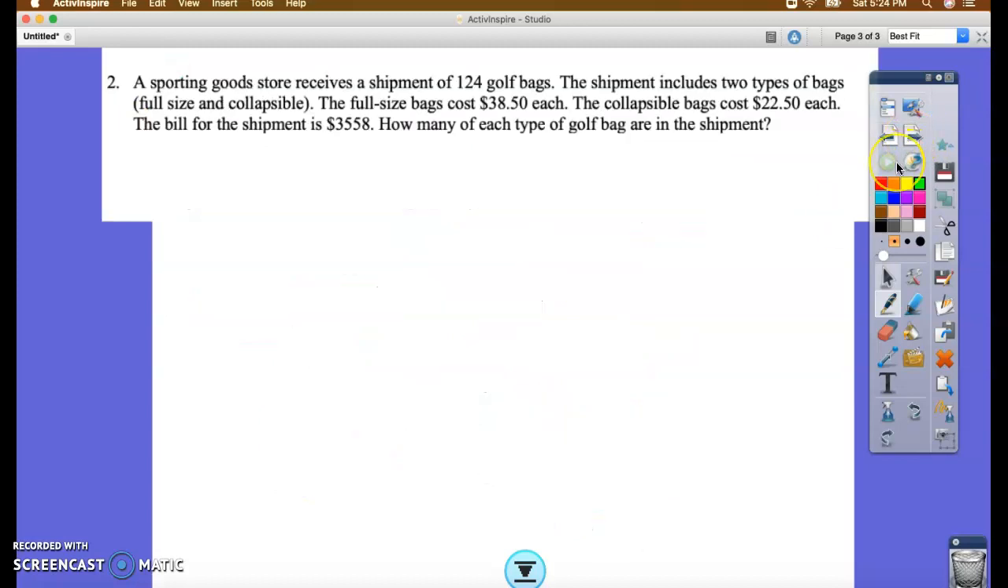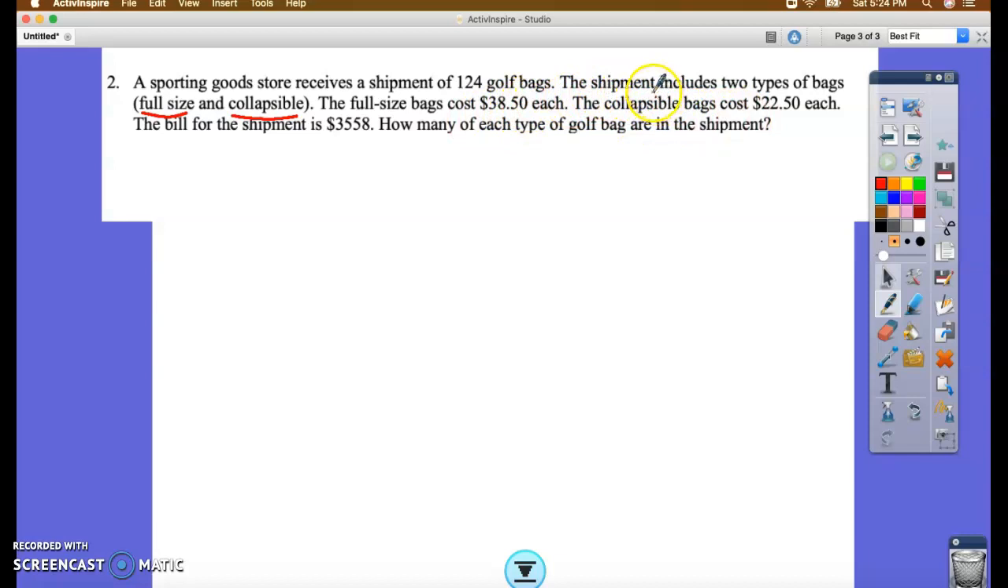All right, so we're going to do one more. And like I said, I don't want to throw you off by saying this is a little tricky, but it's a little bit of thinking for this one. A sporting goods store receives a shipment of 124 golf bags. The shipment has 2 types of bags. I have full-size bags and collapsible. The full-size bags cost $38.50 each.